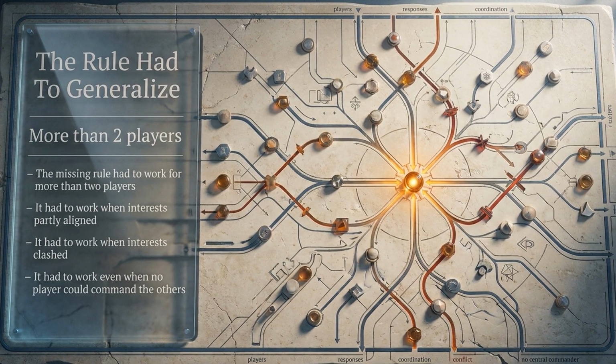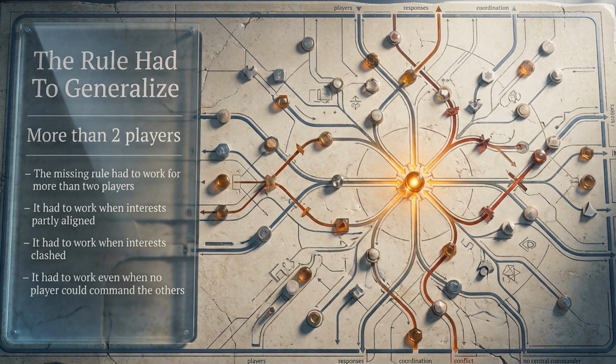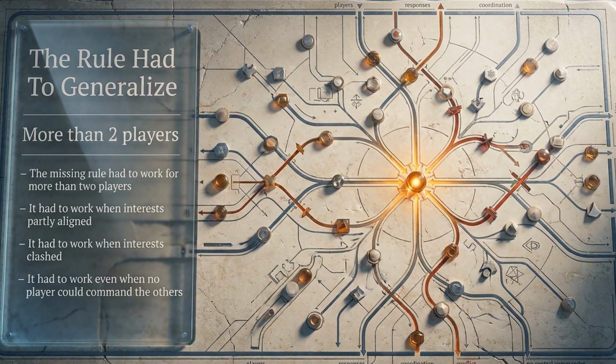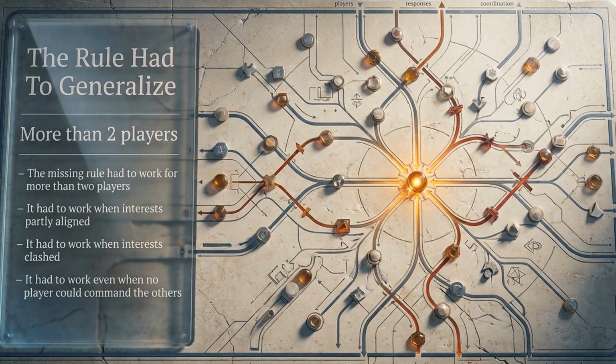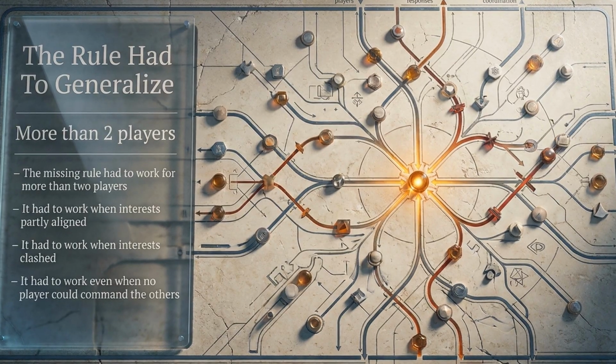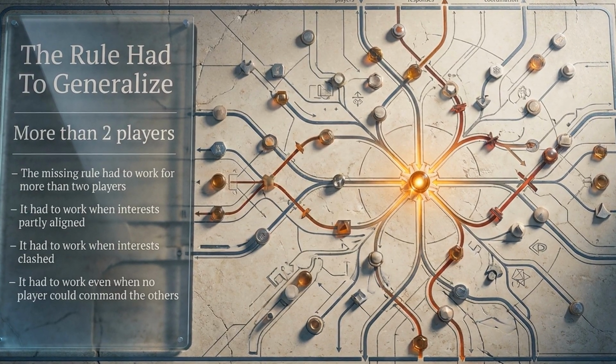That is why the gap mattered. This was never just an academic riddle. Institutions are strategic machines. Courts ask whether firms will collude. Regulators ask whether an auction rule will invite truthful bids. Governments ask whether threats will deter war.